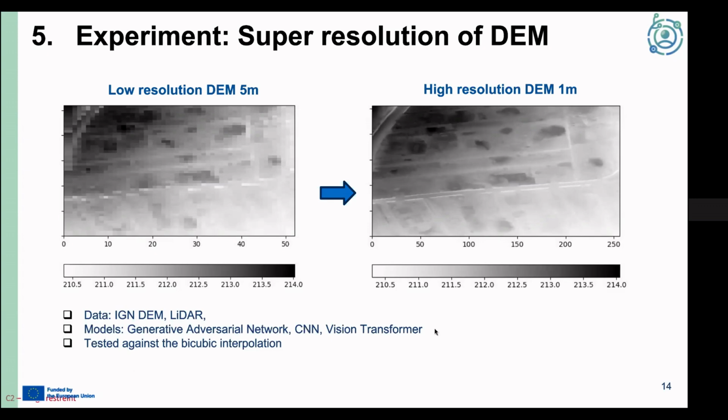All our models are tested against the bicubic interpolation, which makes sense because bicubic interpolation is another non-AI way to have a higher resolution. It's quite fast, and it doesn't need training. We are testing our models against the bicubic because if our models do worse, it doesn't make sense to use them. So the goal is to do better than the bicubic, at least.